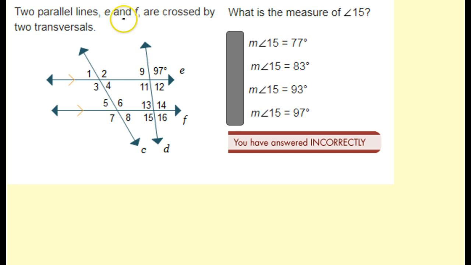Two parallel lines, E and F, are crossed by two transversals. What is the measure of angle number 15? Okay, so look, if they give us one angle, they've really given us everything.